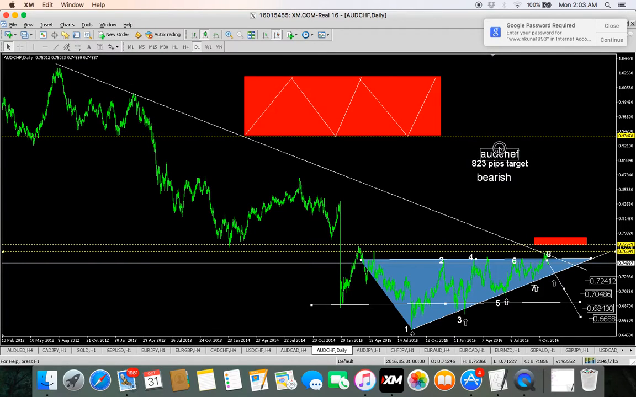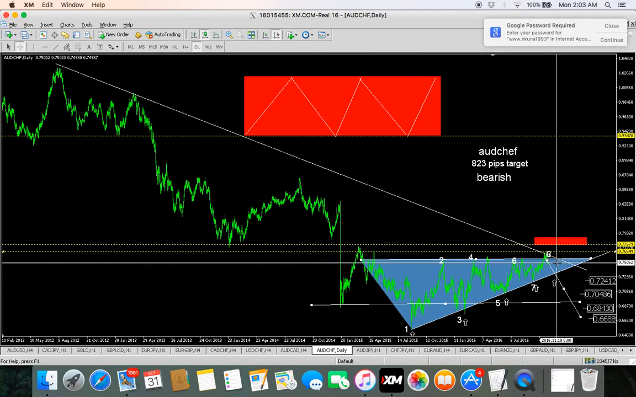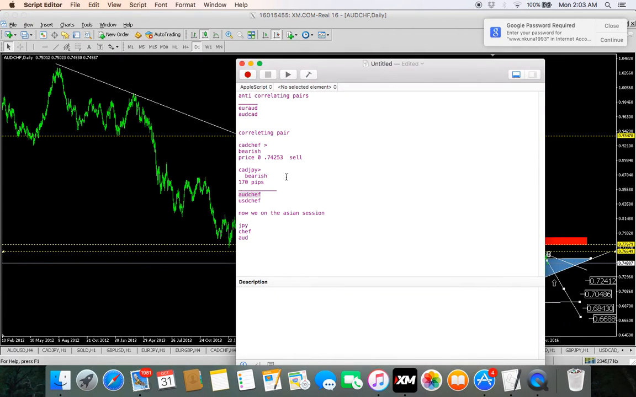So for this pair, we know that our direction is bearish. Our future target is 823 pips, and then the first target, let me see, from that point to that point, how many is it? 270, guys. So please make money, and then let's go and see back here. So the direction is bearish. How many pips? 270, first target. Okay.